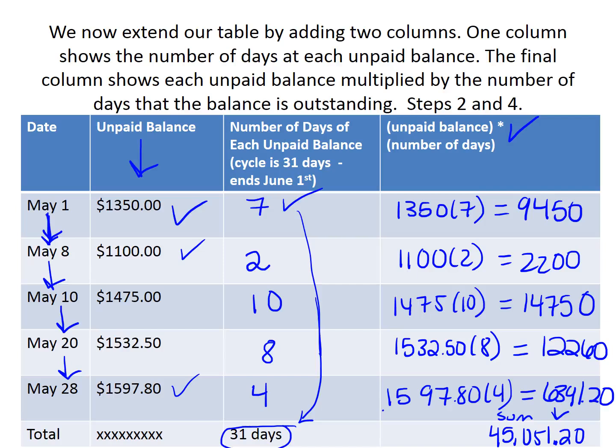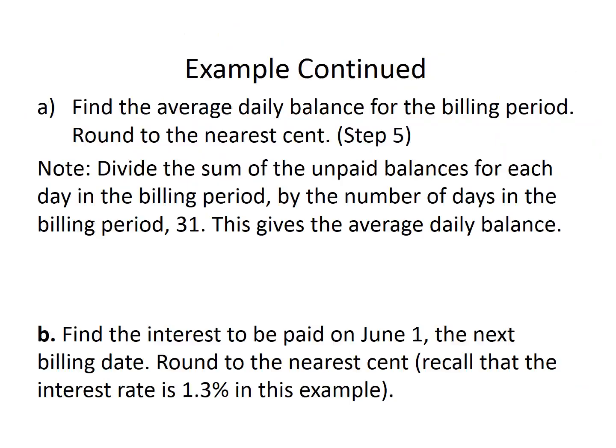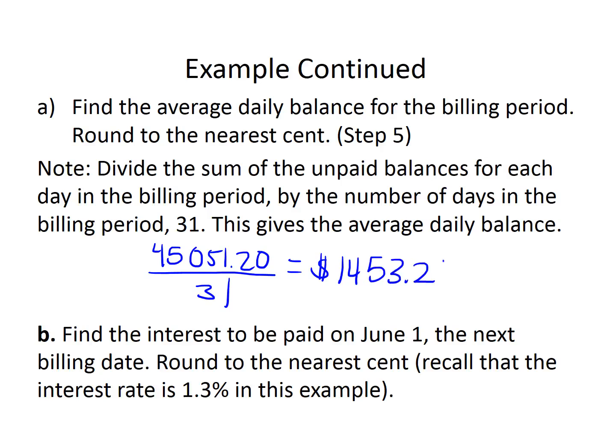So we need to figure out the average daily balance. On the next slide, we're going to divide that by the number of days, which is 31 days. Find the average daily balance, rounded to the nearest cent. So we found 45,051.20. Divide by the 31 days. You punch that into a calculator, you'll get the average daily balance of $1,453.26, which again seems reasonable. Look through your daily balances and that seems reasonable.